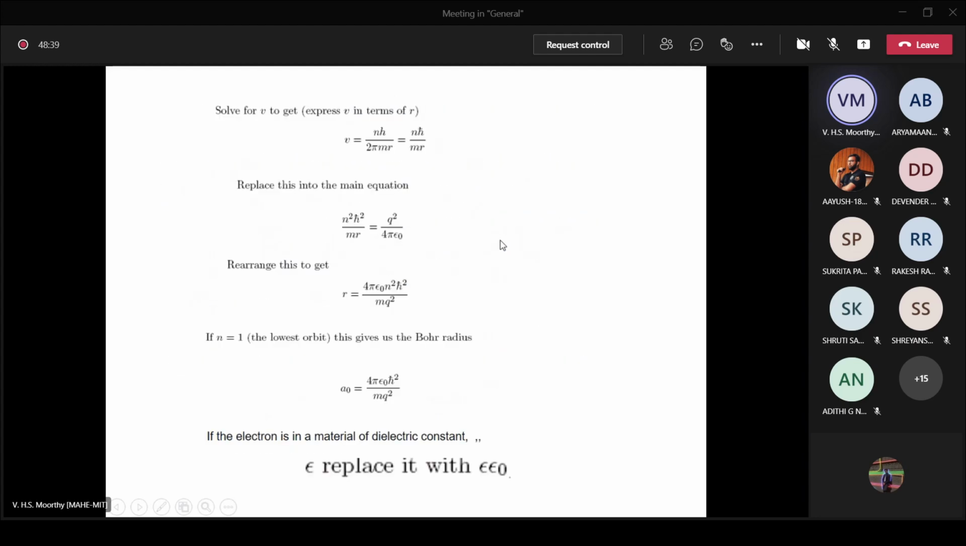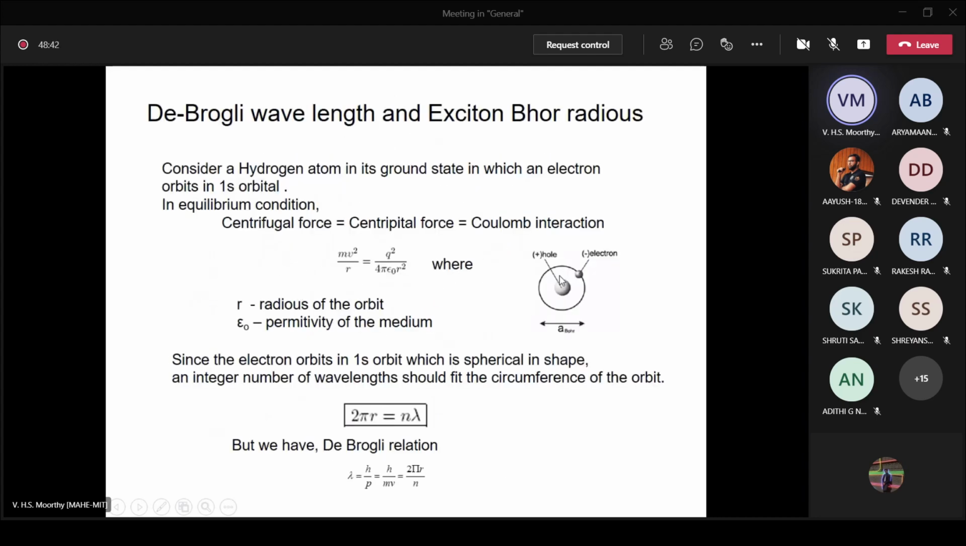Now in the equilibrium condition, the centripetal force is equal to the Coulomb interaction. So m v squared by r equals q squared by 4 pi epsilon 0 r squared. Now what is epsilon 0? It is the permittivity of the medium. Which medium? The medium where the hydrogen atom is situated. Let us think the hydrogen atom is an isolated hydrogen atom in vacuum or in air. So epsilon 0 is the permittivity of the medium. I hope you understand this.